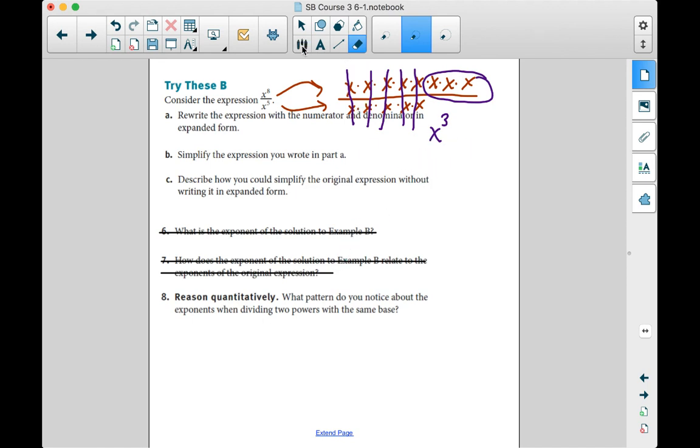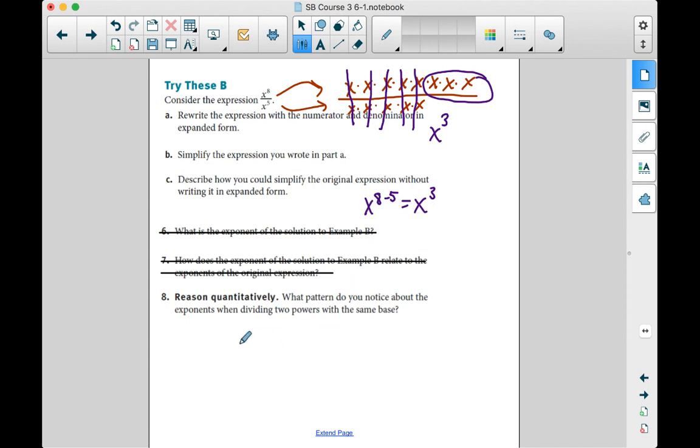So now, the way I could do that without doing all of that in expanded form is to simplify the original expression without writing it in expanded form. The way I could do that is I could have just done 8 minus 5 equals x to the power of 3. So I could have just subtracted my exponents because I had the same base.